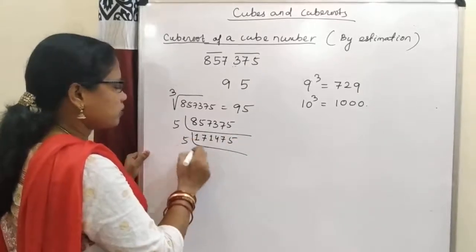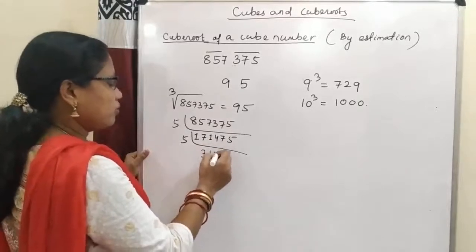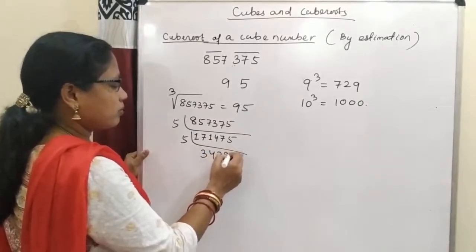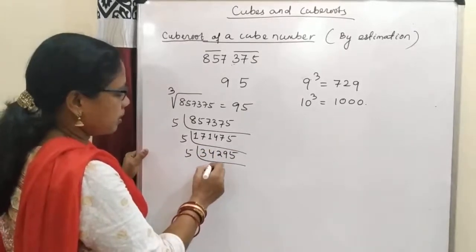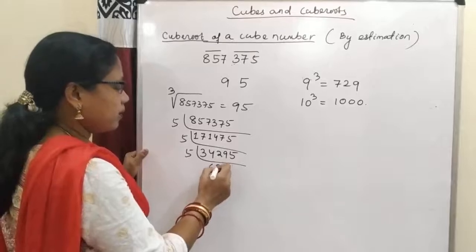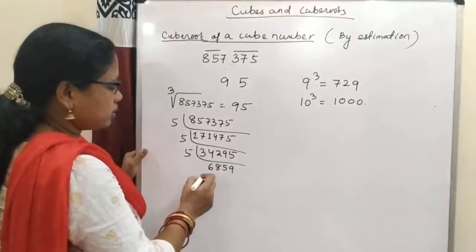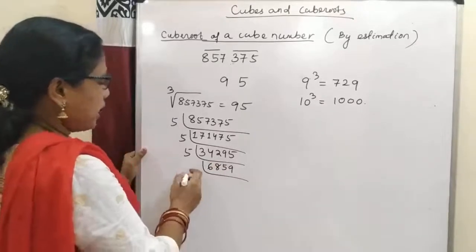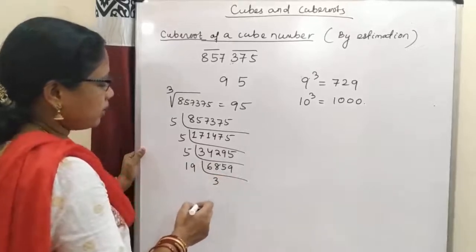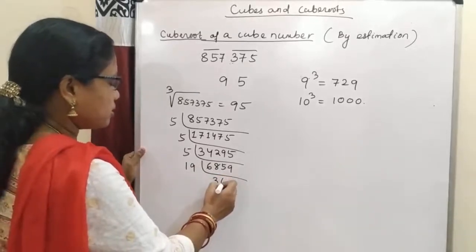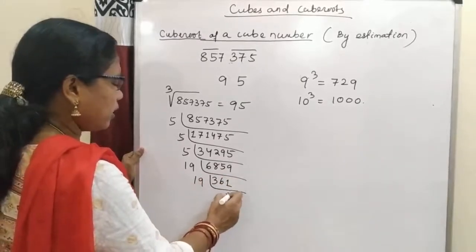Then it is also divisible by 5. 5 3s are 15, 5 4s are 20. Then 5 2s are 10, 5 9s are 45. Then again 5. 5 6s are 30, 5 8s are 40, 5 5s are 25, then 9. Then it is divisible by 19. So 19 3s are 57, then 19 6s, so this is 361, then 19 19s are 361.